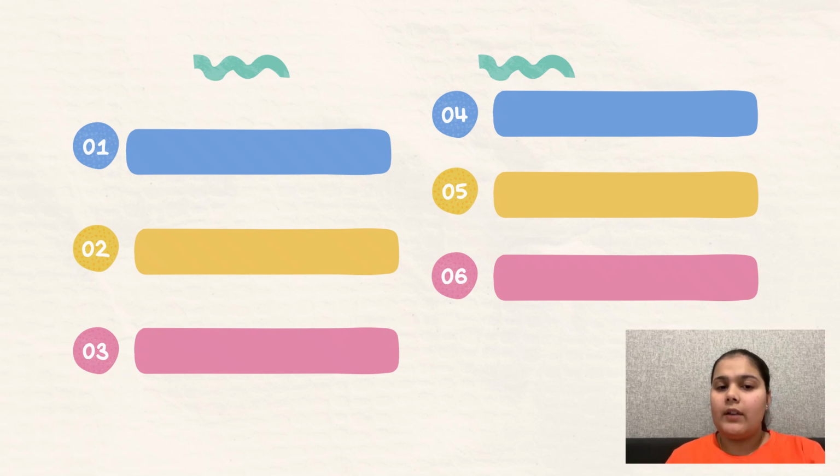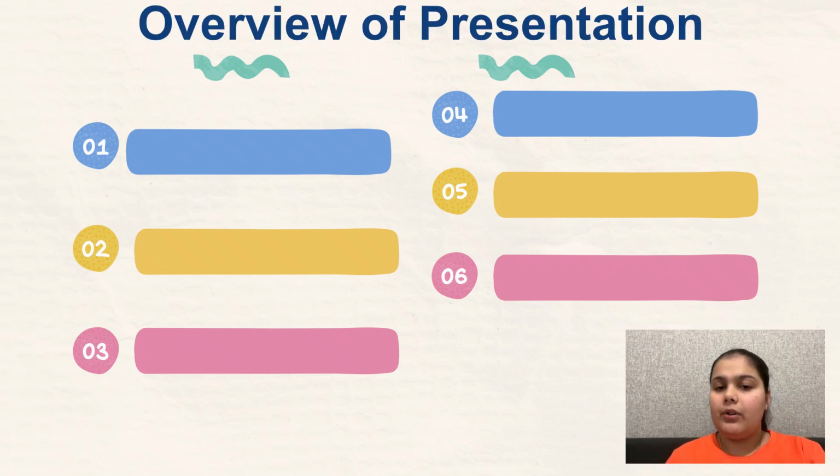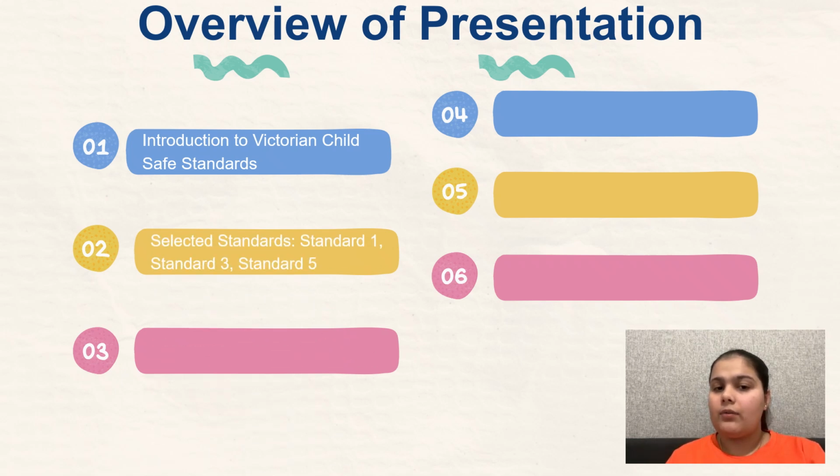Now that I have introduced the topic, let me give you a quick overview of what I will be talking about in this presentation. First, I will introduce the Victorian Child Safe Standards and explain why they are important in early childhood education. Next, I will focus on three selected standards, Standard 1, Standard 3, and Standard 5, and explain what they mean. Then I will move on to a policy and literature analysis where I will share what research and current policies say about these standards.